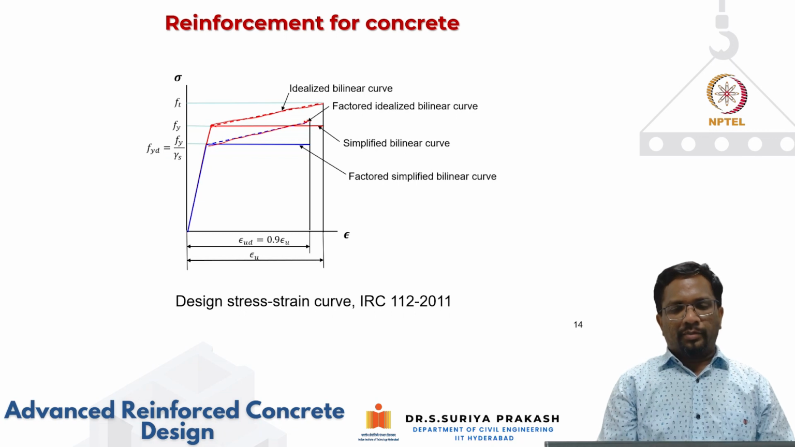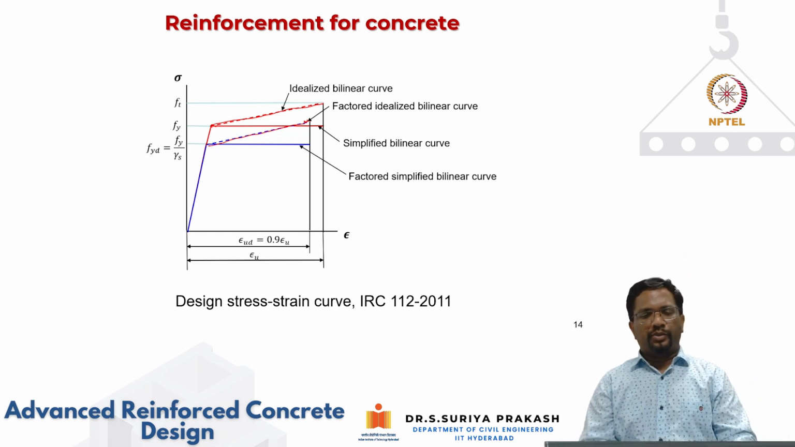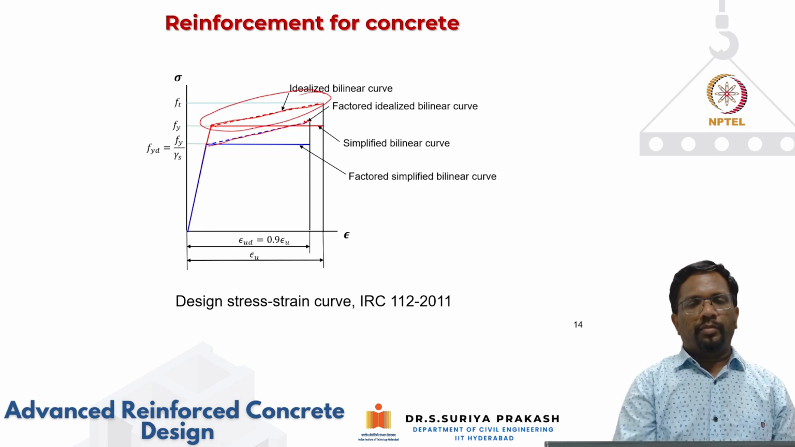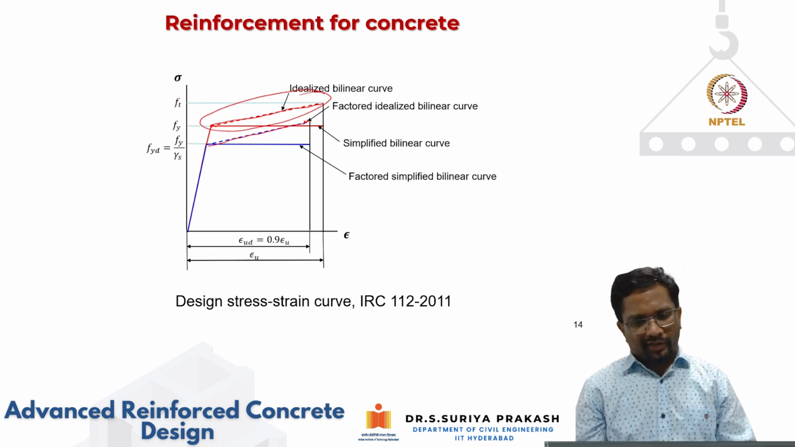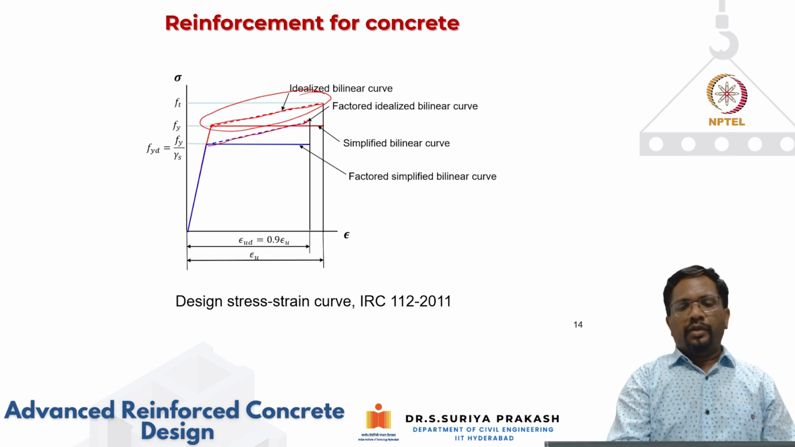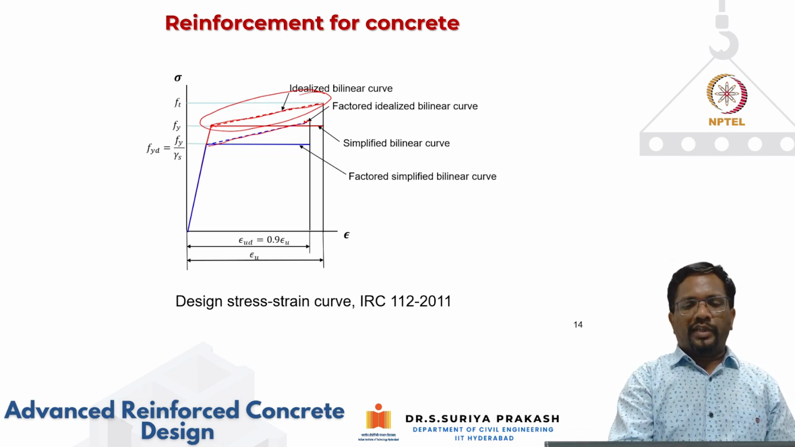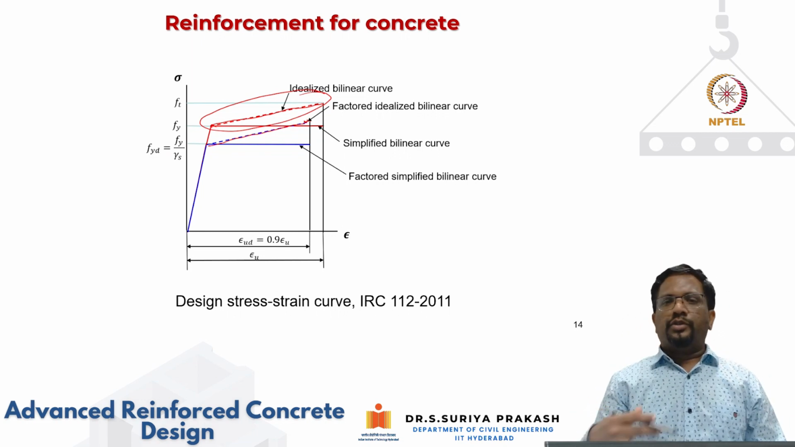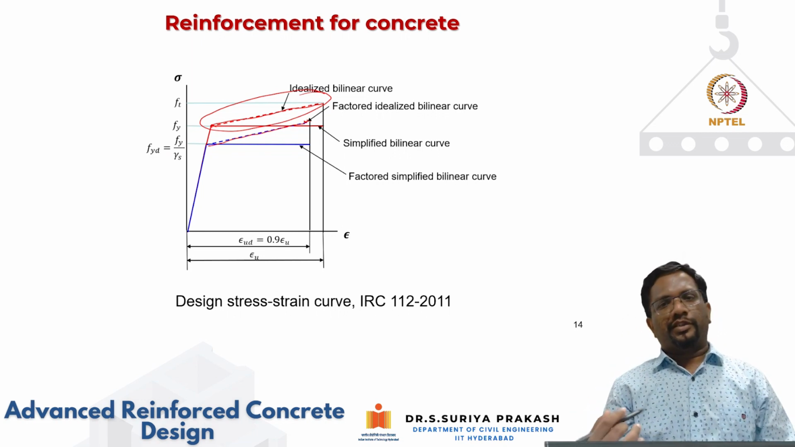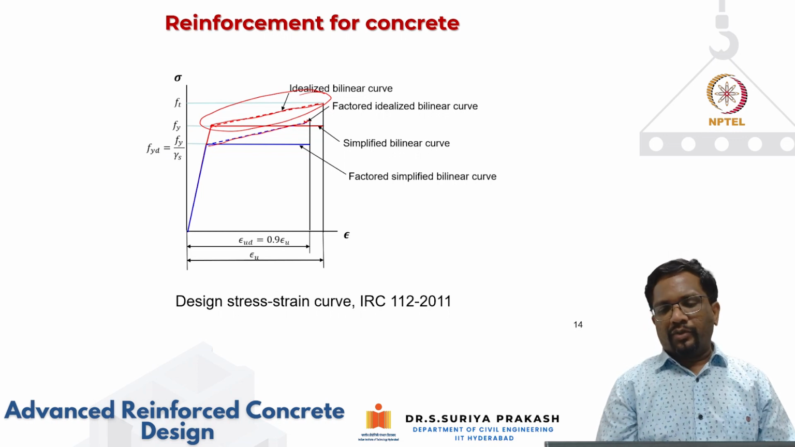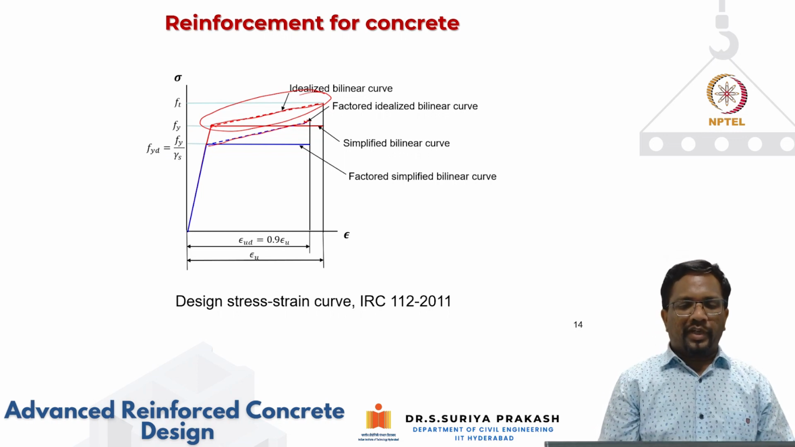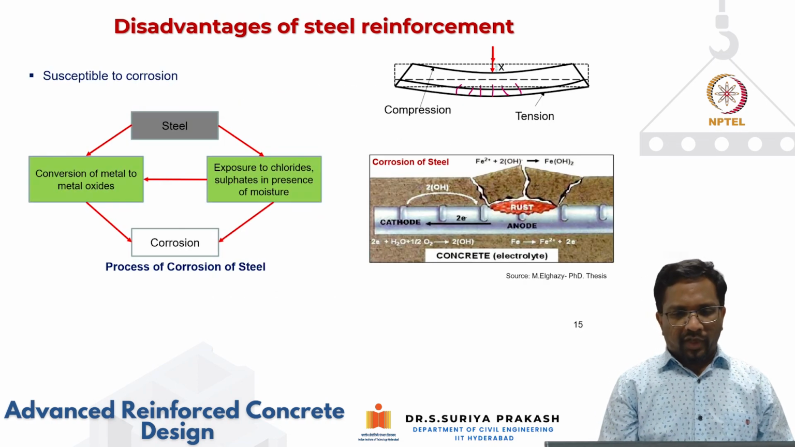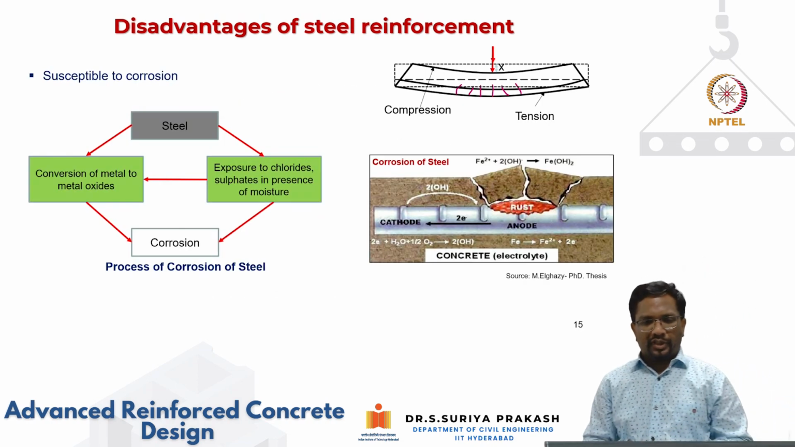And sometimes if you want to do quick calculations, you can ignore this hardening portion and make it an elastic perfectly plastic relationship also. Because then, whatever extra strength is given by the steel, you are ignoring in your calculations. So you're going to conservatively estimate the capacity. That is why the code is also allowing you to use these simplified elastic perfectly plastic curves in your design calculations. Now, this is with respect to steel.